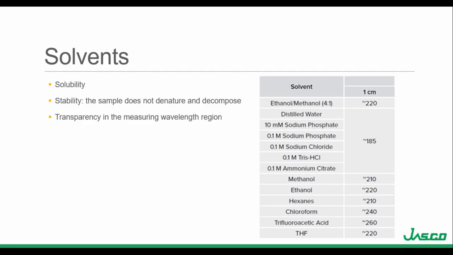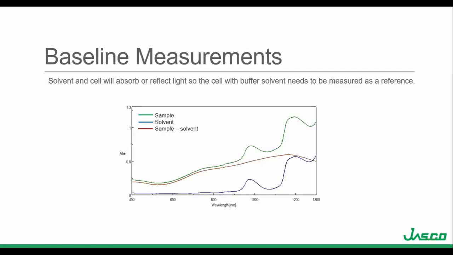Solvents should also be carefully selected for UV VIS experiments. The sample should be soluble in the solvent selected and assist in maintaining sample stability. So the sample should not denature or decompose in the solvent. And then this table provides solvents and their respective wavelength limits in a 1 centimeter cuvette.